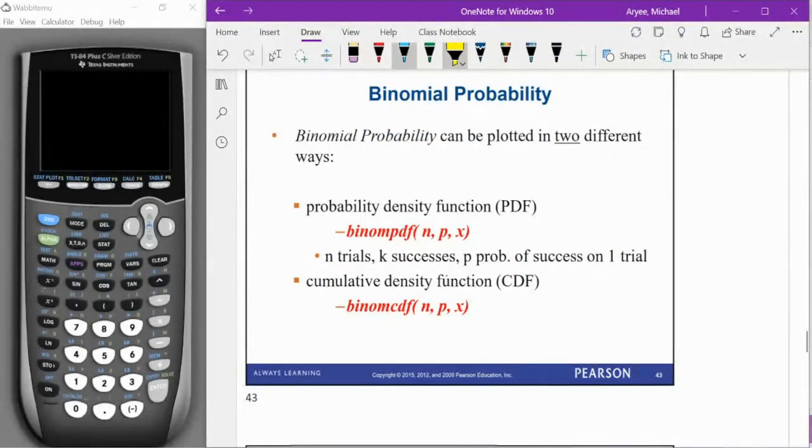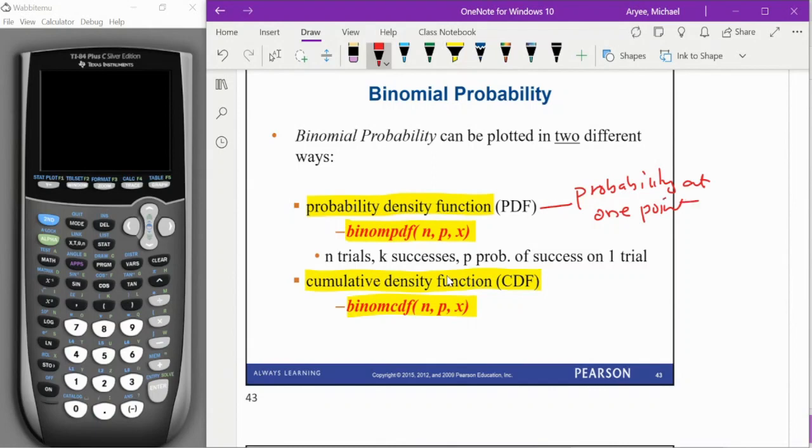Now, in the TI calculator, there are 2 functions in there that we'll be using. One is called the binom PDF. PDF means probability density function. And then the other is called binom CDF. CDF means cumulative density function. Now, probability density function gives you the probability at 1 point. Now, the cumulative CDF gives you the probability from 0 to the X value.